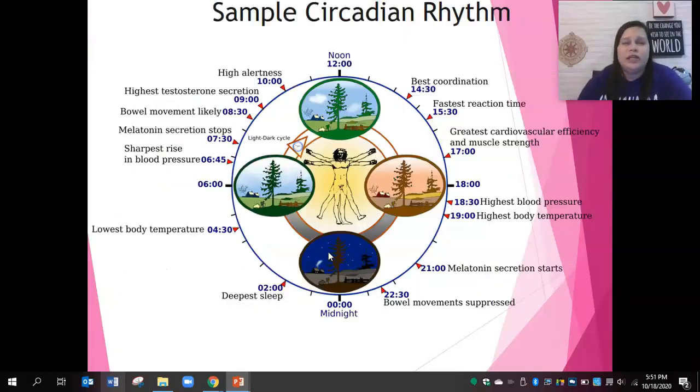Here's a sample of a circadian rhythm and just some of the things that might happen throughout the day. If we start over here around 6 a.m., as we start to wake up, we have a rise in blood pressure.